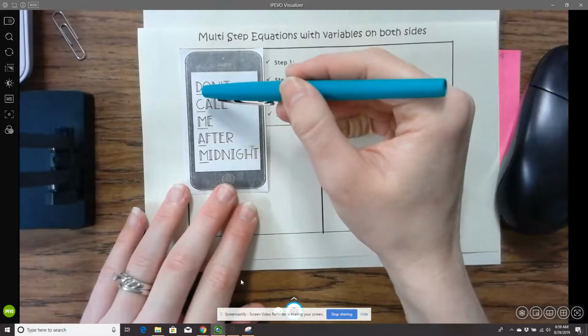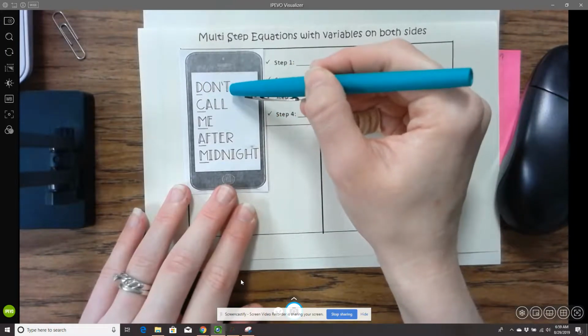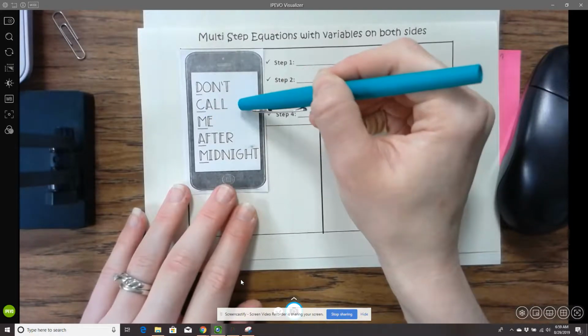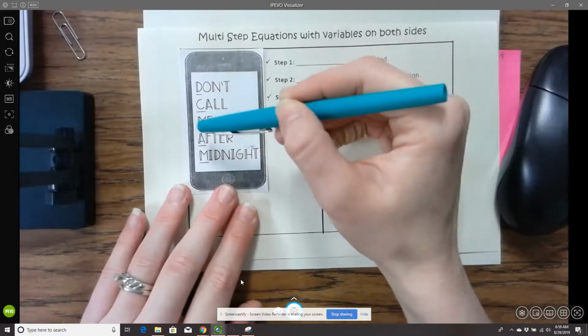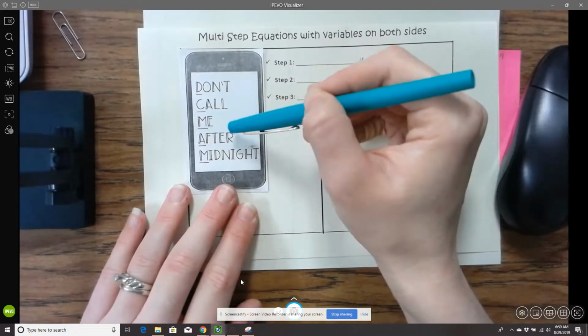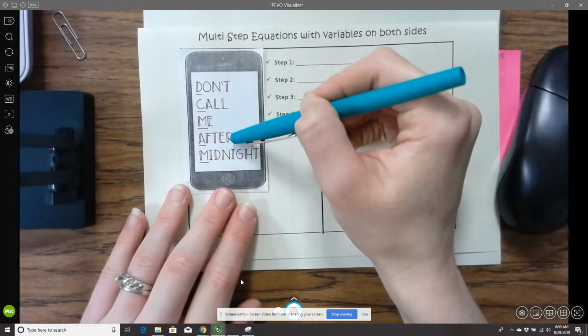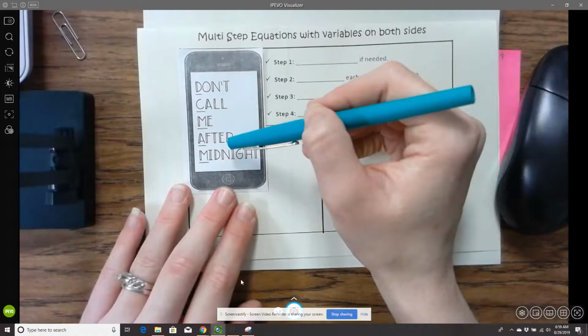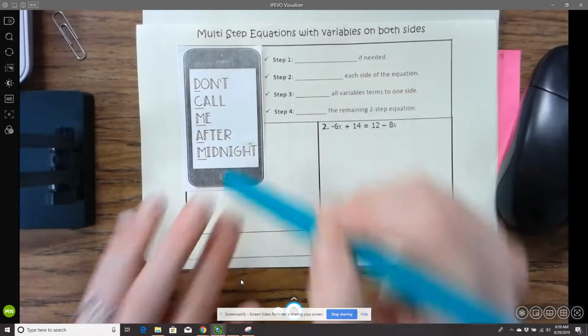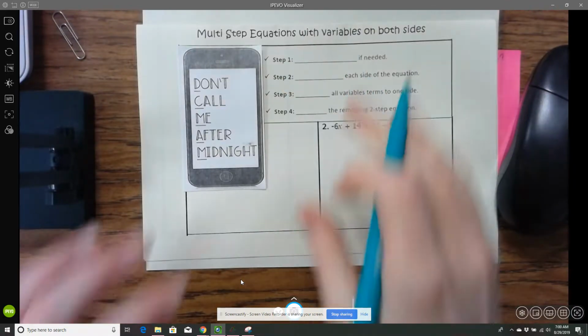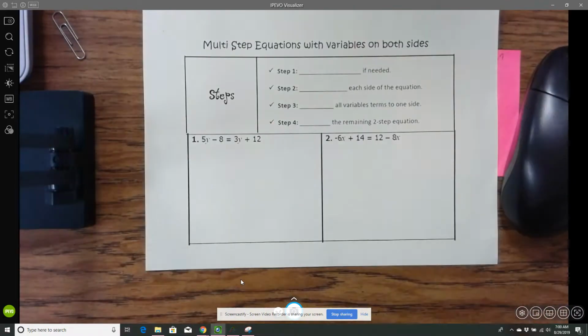So the D in "don't" stands for distribute first if you need to. And then the C in "call" stands for combine, so combine your like terms. And then the M in "me" is move the smallest variable. And then A for "after" is you add or subtract your constants. And then the M is for multiply and divide by the coefficient. So those are your steps in solving these equations.